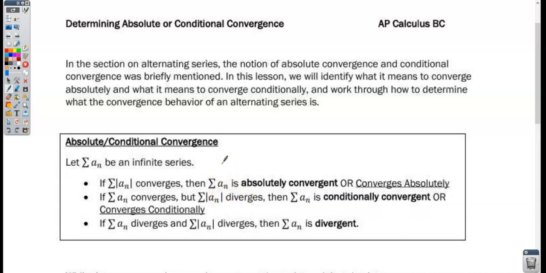And then, of course, the third possibility: if the original series diverges, that means that the series of the absolute value is also going to diverge. And that means that the original series is divergent. All right.